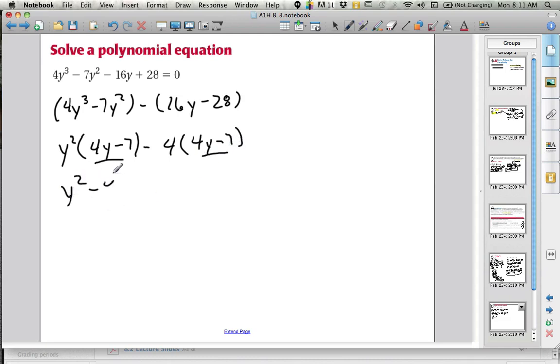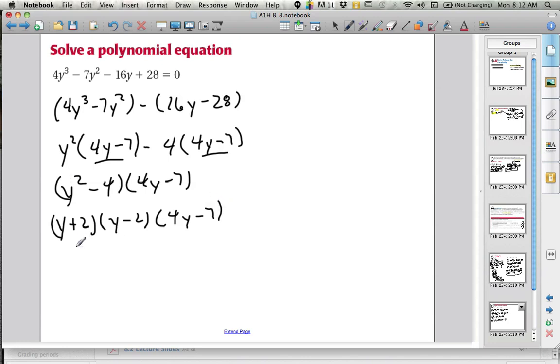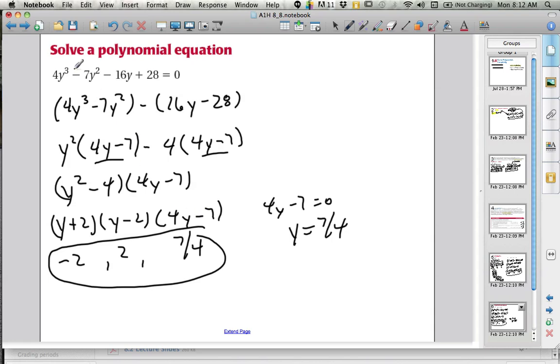I'll have y squared minus 4 times 4y minus 7. And again, y squared is a perfect square, 4 is a perfect square. This is y plus 2 times y minus 2 times 4y minus 7. And if I want to find the solutions, negative 2, 2, and in this case, if I've made 4y minus 7 equal to 0, I'm going to add 7 and divide by 4, so I'll have 7/4. Okay, these are all of my solutions. Third degree polynomial, 3 solutions. I've certainly found them all.